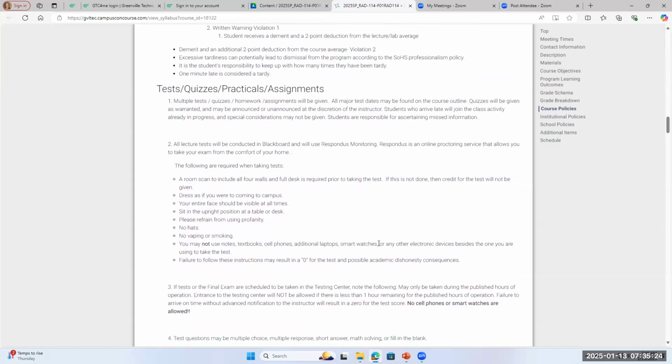Tests, quizzes, practicals, none of that has changed. You're still going to be testing online. Just a few things to remember. Your room scan is very important. We need to be able to see your entire desk, under your desk, and all 4 walls around you. So that's what your room scan should include.